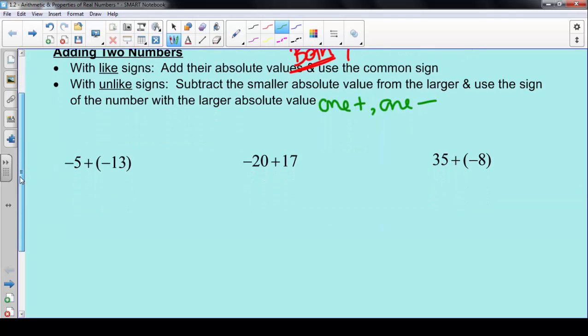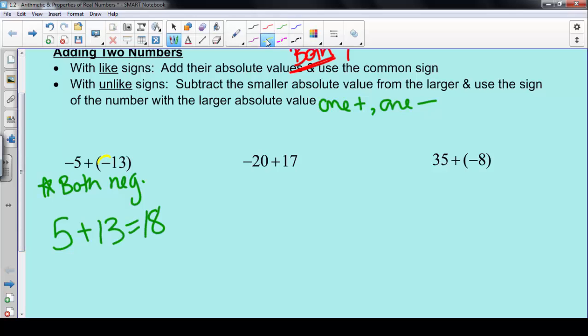So if we look at this first example, notice there are two like signs. They are both negative. So what that means is we can add their absolute values. So we can do 5 plus 13 is 18. But they were both negative, so our answer is negative.